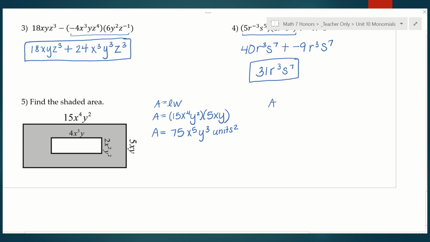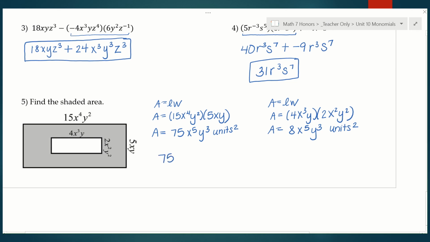All right, now let's find the area of the small one. So still length times width. And now I have a length of 4x to the third y times 2x squared y squared. All right, so 4 times 2 is 8. X to the third times x squared is x to the fifth. And y times y squared is y to the third. Units squared.